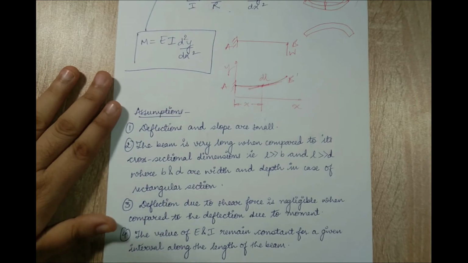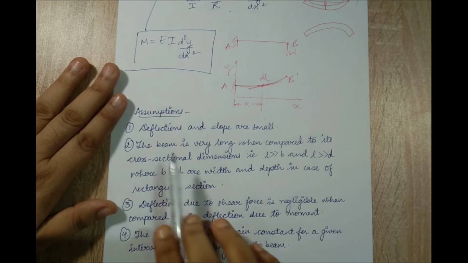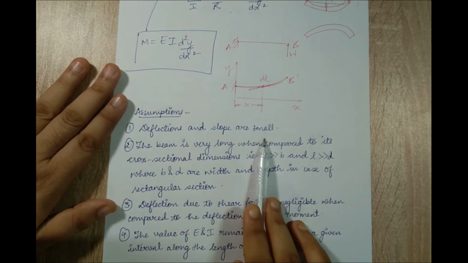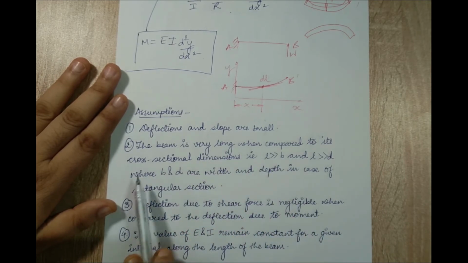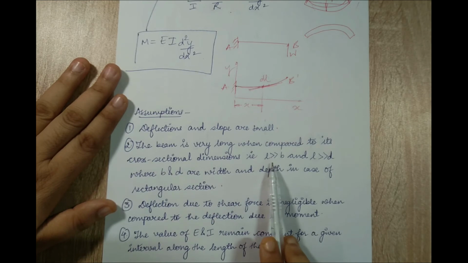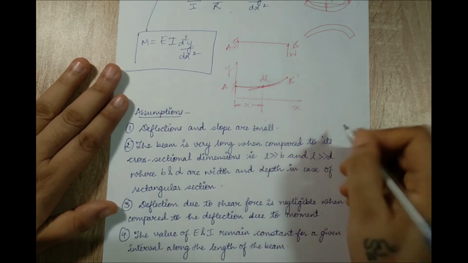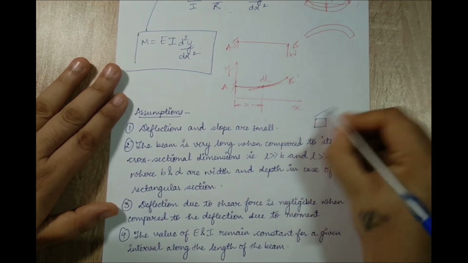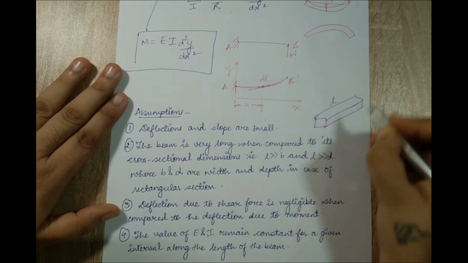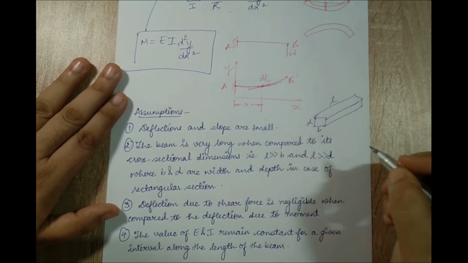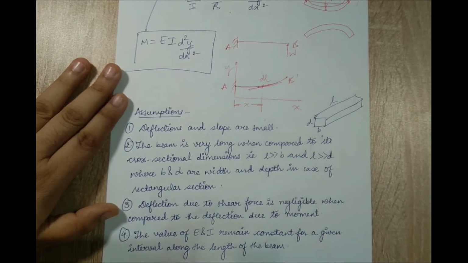We will see some assumptions which are made when you study deflection of beams. The first one is that the deflections and slopes are small in this kind of beam. The beam is very long when compared to its cross-sectional dimensions, that is, the length will be quite greater than its width and its depth. If you have a beam here, as you can see, this is the length L, width B and depth D. As you can see, this L is quite larger as compared to B and D.